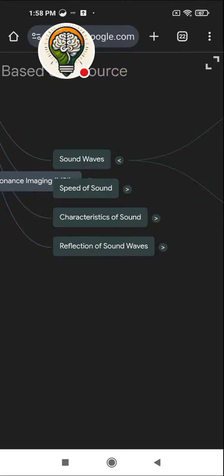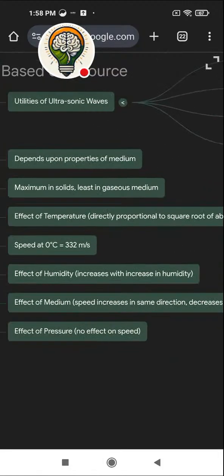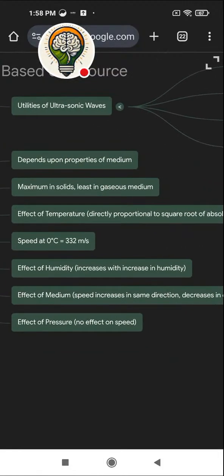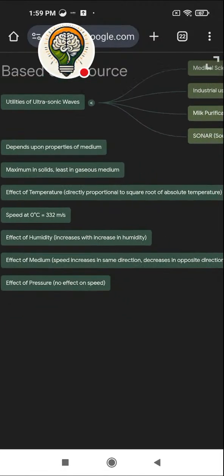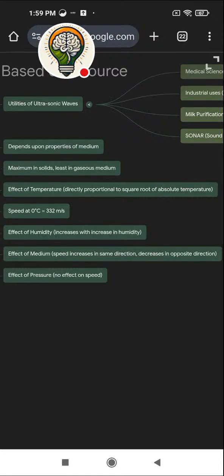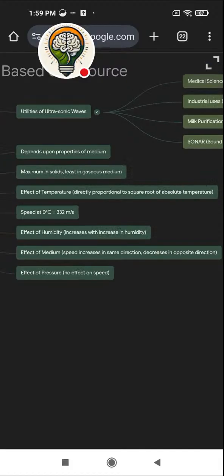Then the speed of sound depends upon the properties of the medium, maximum in solids and least in gaseous media. Effect of temperature: directly proportional to the square root of absolute temperature. Speed at 0 degrees Celsius is equal to 332 meters per second. Effect of humidity: speed increases with increased humidity. Effect of wind: speed increases in the same direction and decreases in the opposite direction. Effect of pressure: no effect on speed.